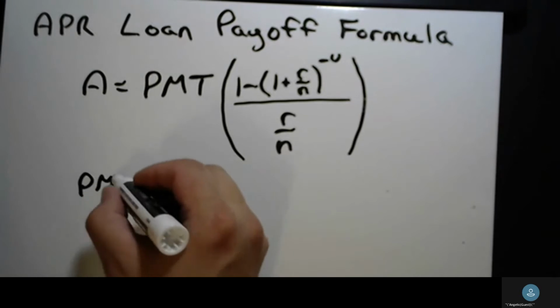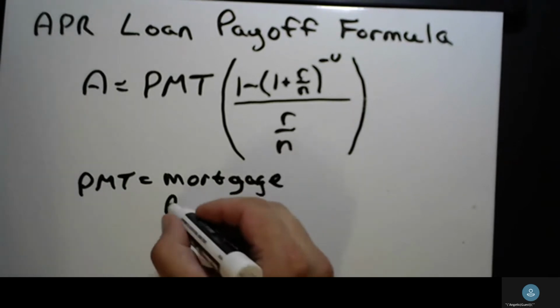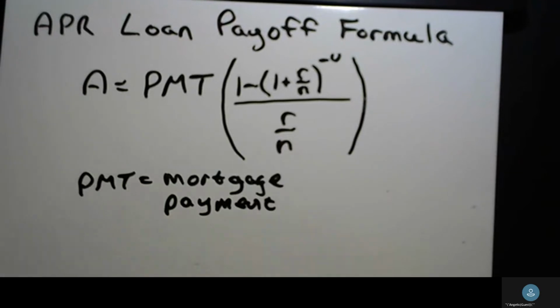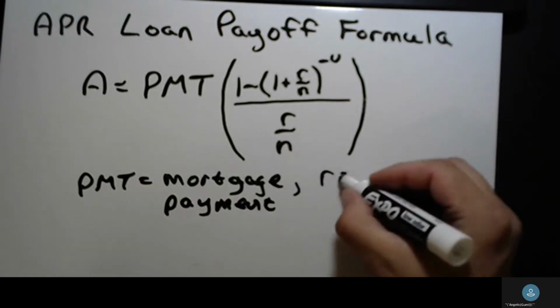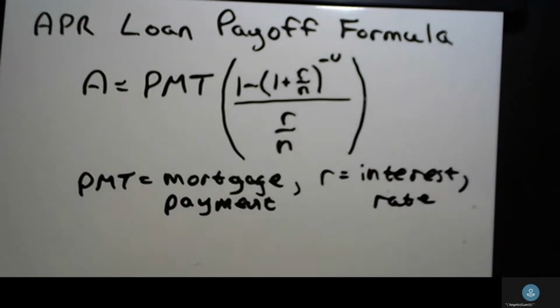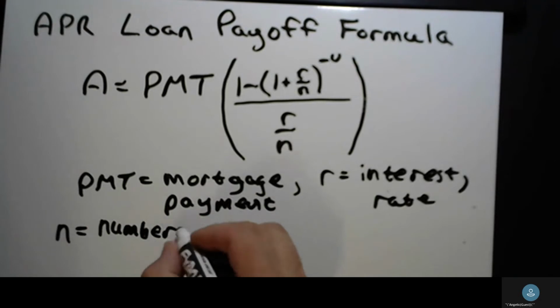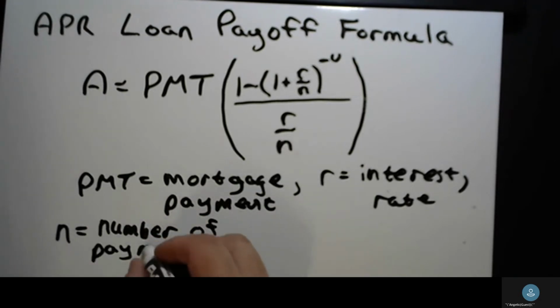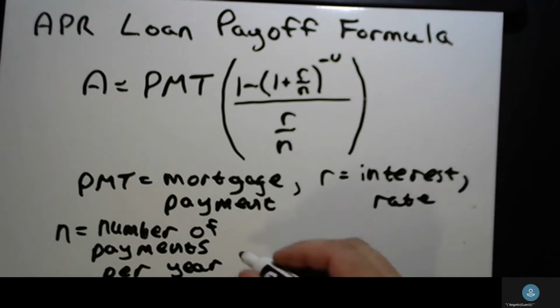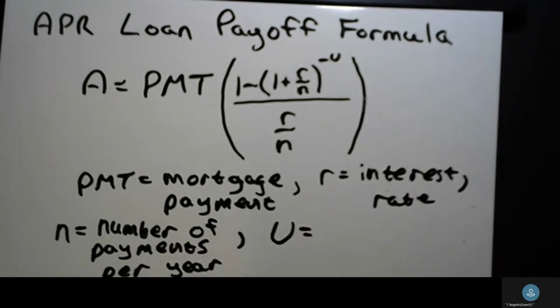PMT is your mortgage payment. It's usually going to be monthly. R is your interest rate. That's usually an annual interest rate. N is the number of payments per year, and usually this is 12. And then we have U. And just like before, U is the number of remaining payments.